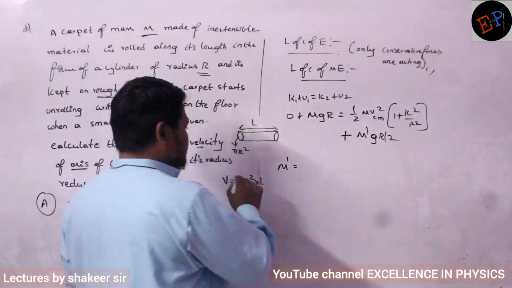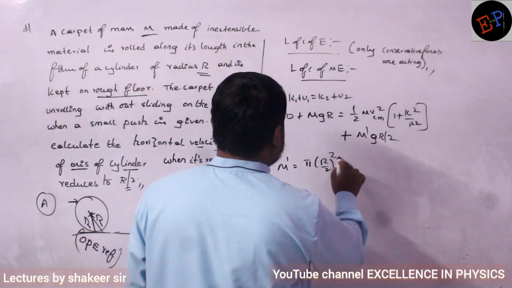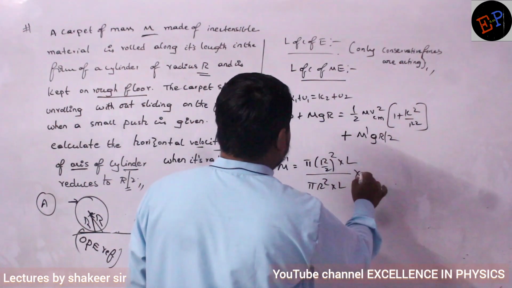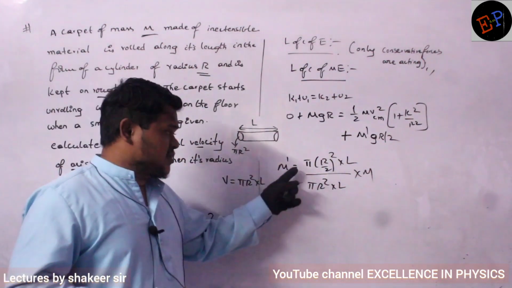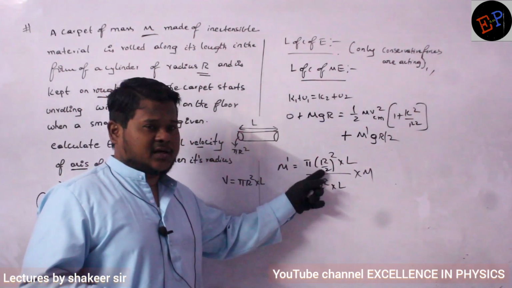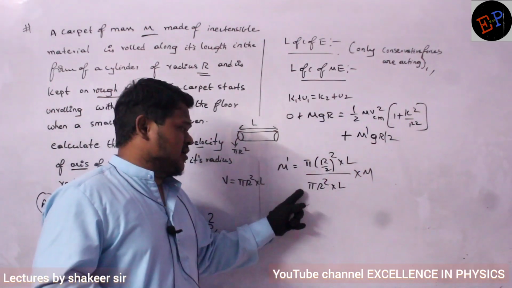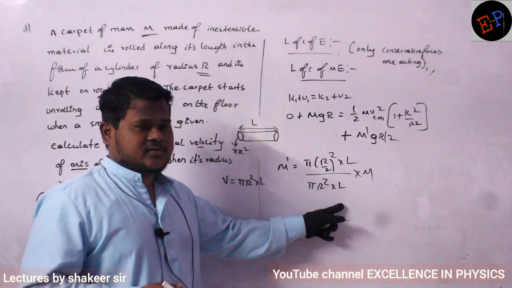So substitute. So therefore, how can I write? I will take pi (r by 2) whole square into L, divided by pi r square into L, multiplied by capital M. I can write like this. So this is the volume of the final cylinder. Radius is only r by 2, no? But length is the same. This length remains the same, no? Similarly, what is the volume of the initial cylinder? Pi r square into L.